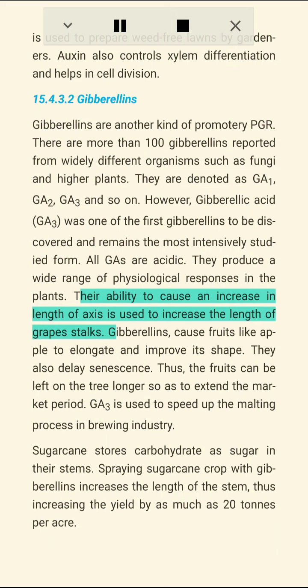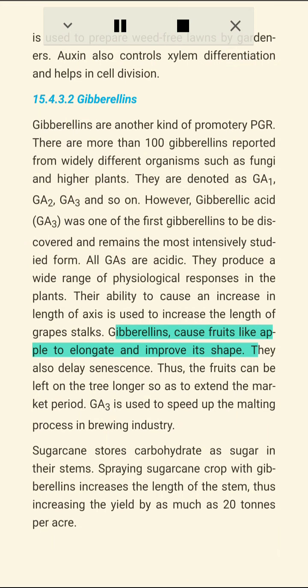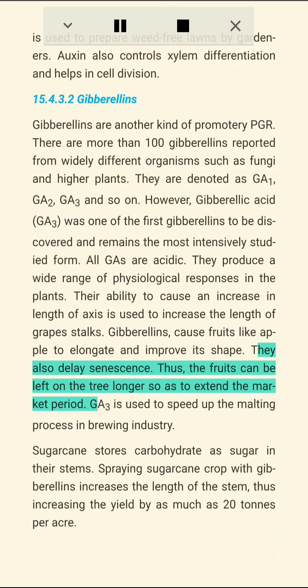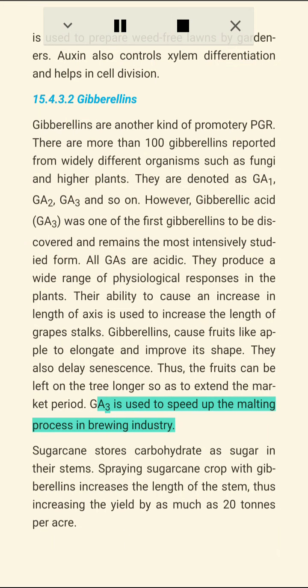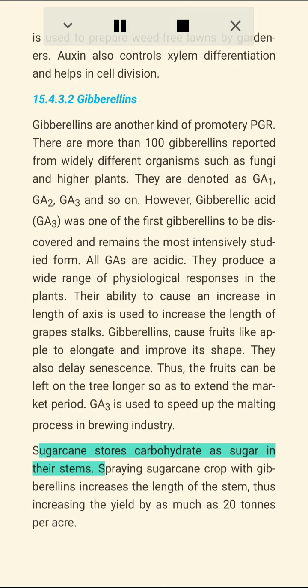Their ability to cause an increase in length of axis is used to increase the length of grape stalks. Gibberellins cause fruits like apple to elongate and improve their shape. They also delay senescence. Thus, the fruits can be left on the tree longer so as to extend the market period. GA3 is used to speed up the malting process in the brewing industry.